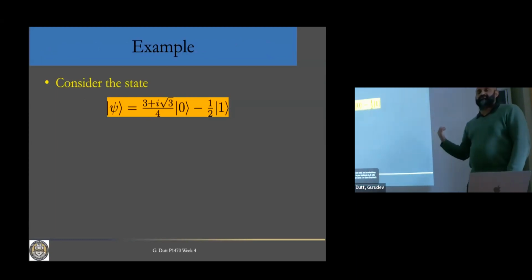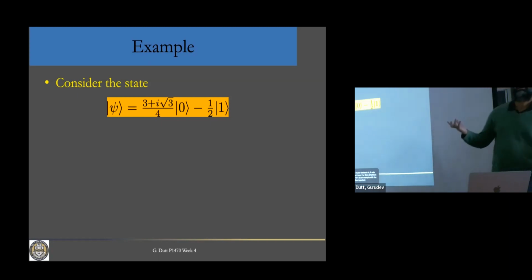So let's do an example with real numbers, and then hopefully it'll become a little bit more clear what to do when you're actually given a state. Okay, let me make sure I don't mess up the numbers on this one.